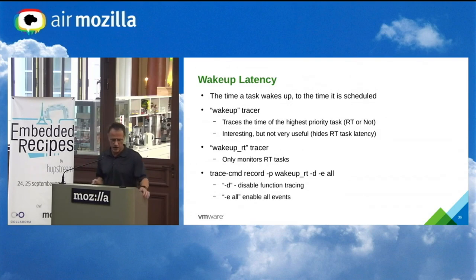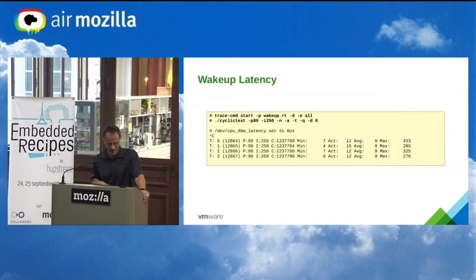This shows you how, when I do the recording, I use trace-cmd record, the tracer for wake up, and then I disable function tracing because function tracing can add a lot of overhead, but I do like events. Events usually don't have much overhead. Well, they used to not have much overhead until we added a lot of events that are in critical paths, and I'll show you that right here.